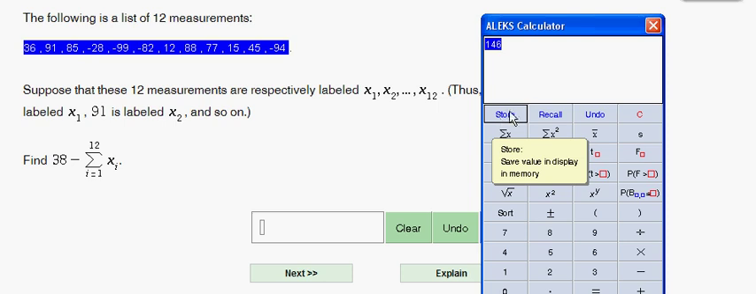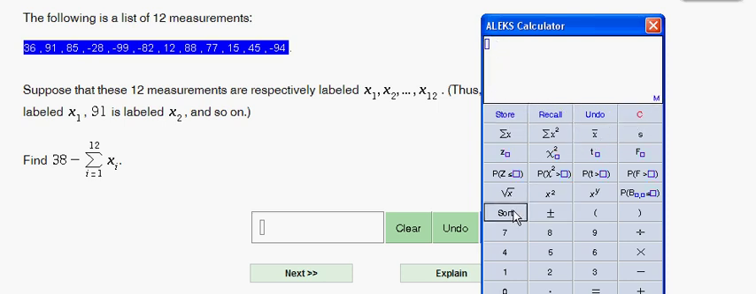Now in the problem that we have here, notice that we need this sum, but that's not all that we need. We need 38 minus that sum. Now, there's a couple of ways we could handle that, but here's an easy way. Just simply go over here and store this value. We can clear the calculator now and we can put 38 minus this summation, which of course the answer to that is stored. So we simply click recall and equals. Our answer is negative 108.